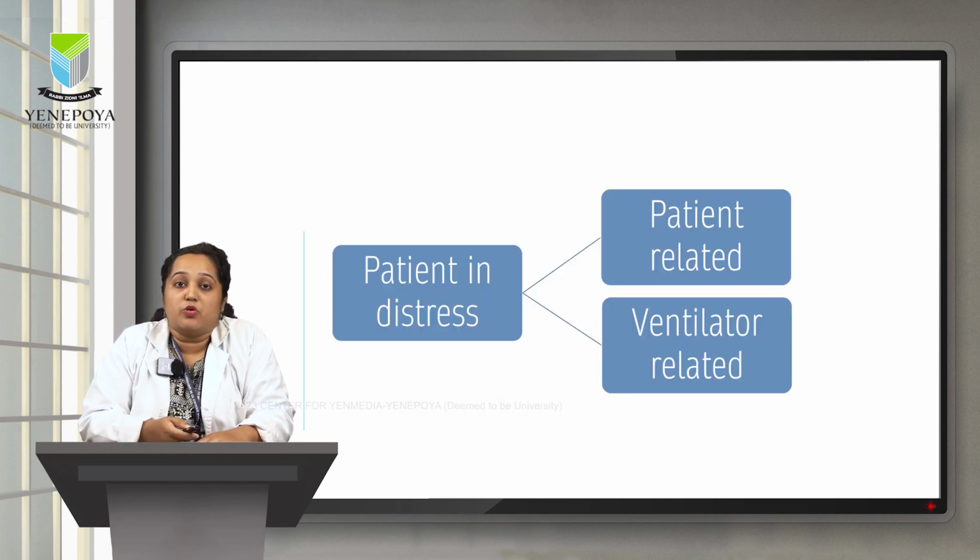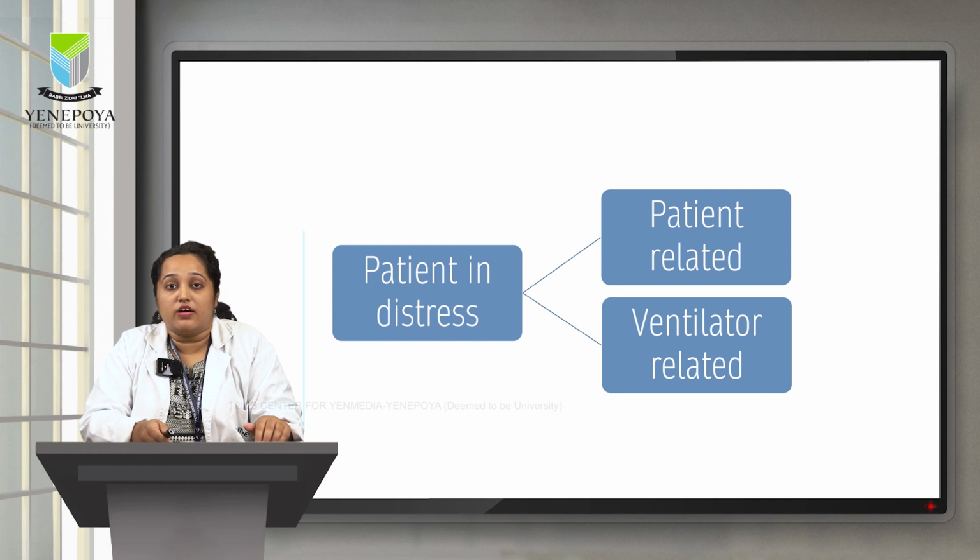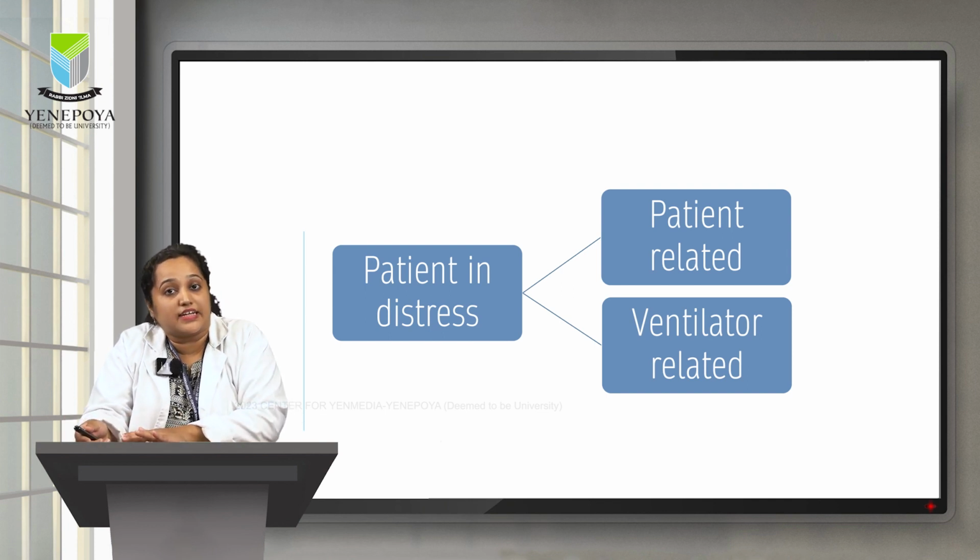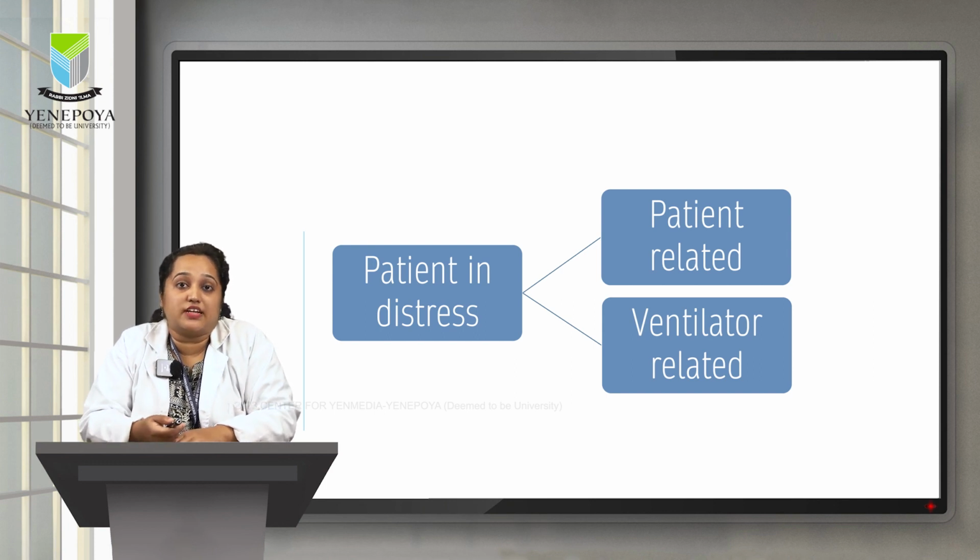So when I talk about a patient in sudden distress, like I told earlier, it can be because of mainly two categories. Either it is because of problems arising from the patient side, or it is from the ventilator's technical aspects. So let's broadly classify these into patient related and ventilator related issues.